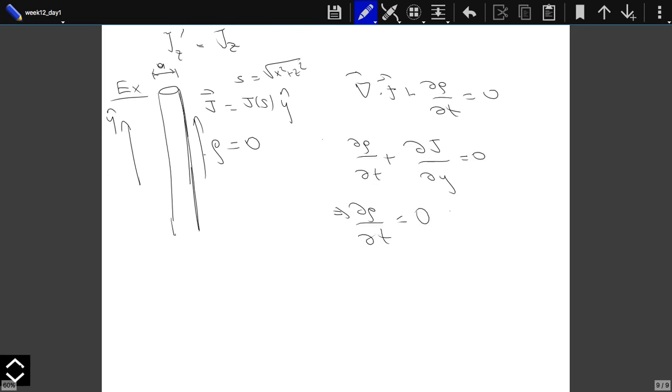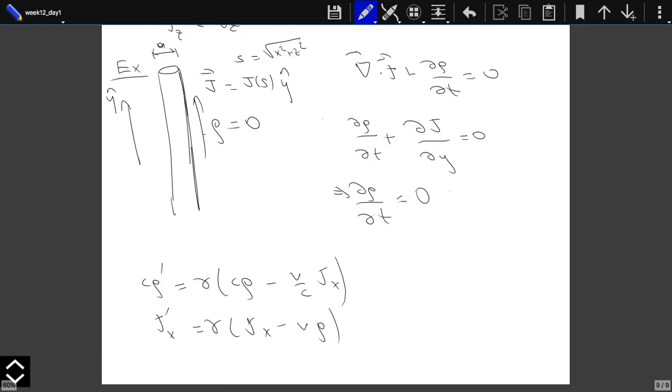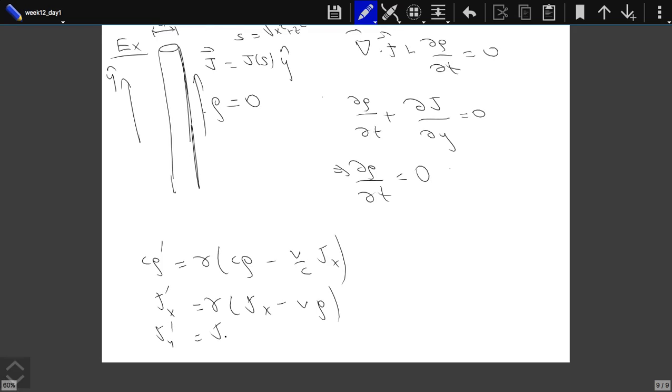Now, in a different reference frame, c rho prime will be gamma times (c rho minus V over c Jx). Jx prime is gamma times (Jx minus V rho). Jy prime is equal to Jy, Jz prime is equal to Jz.